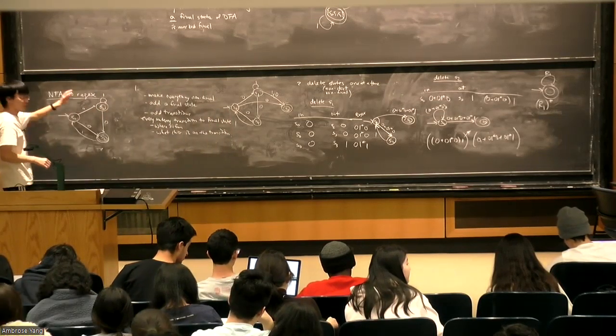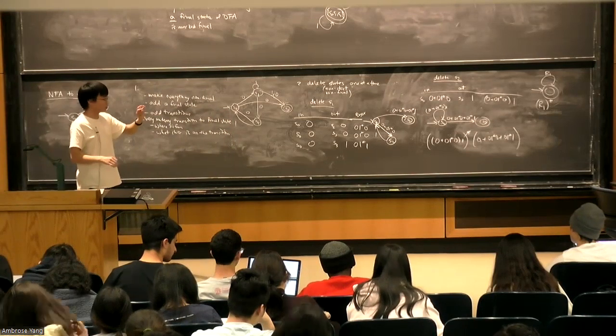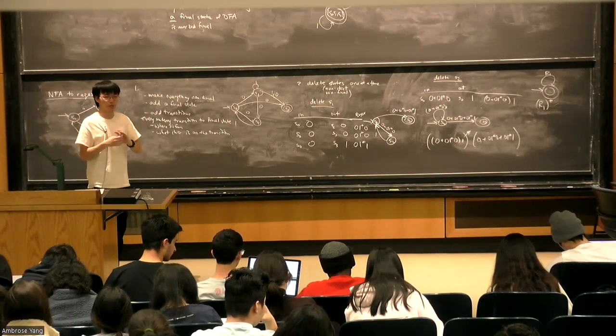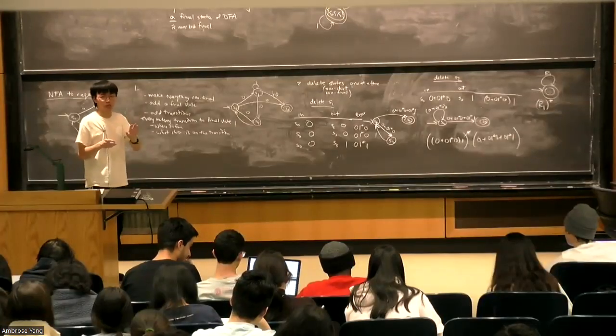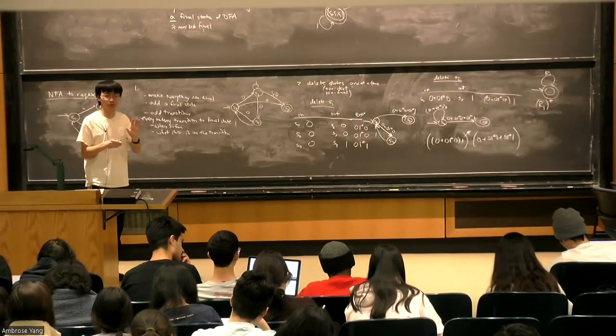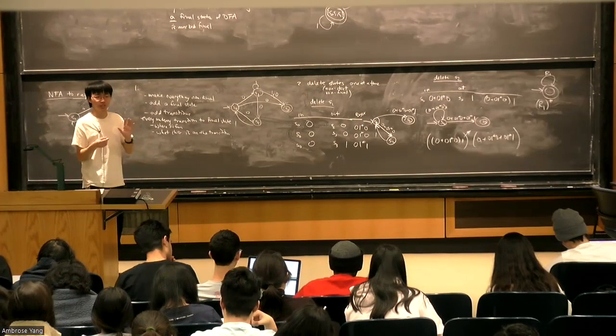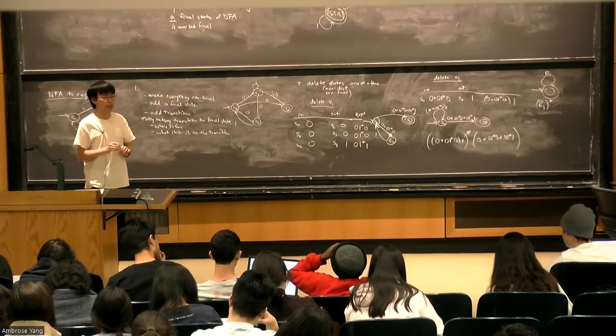Okay, so this concludes basically the stuff that I want to talk about for automata. There's one other very ancillary topic. I'm just going to mention it very briefly, spend a minute or two on it. And after that, we'll move on to talking about combinatorics.